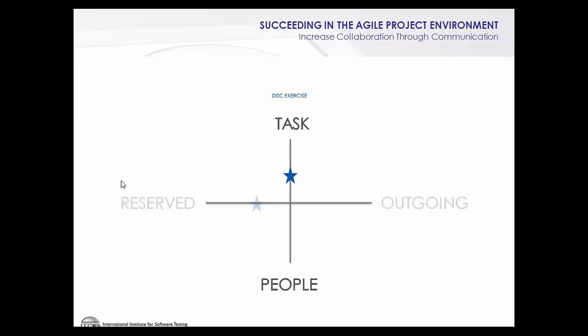Next, let's label the top of the Y-axis. The top is task-oriented, and the bottom, put people. Place an X on the Y-axis where it best fits you as well. So are you more task-oriented, or are you more people-oriented? Right? So in this case, this person is more task-based. But again, remember, there is no right or wrong answer here. It is what it is.